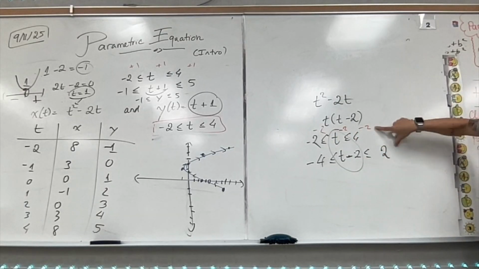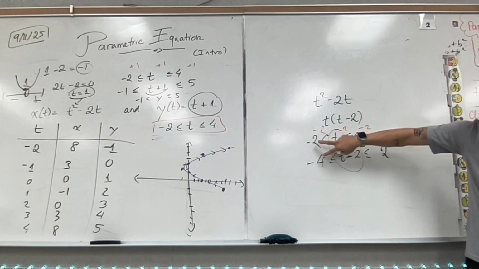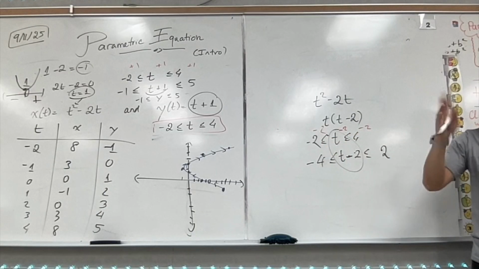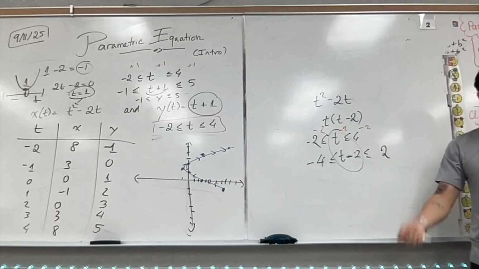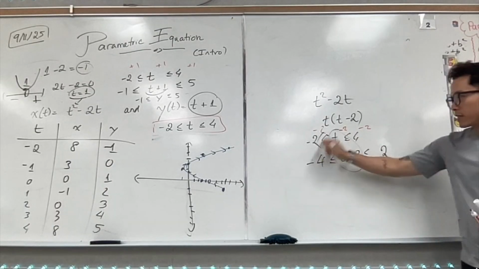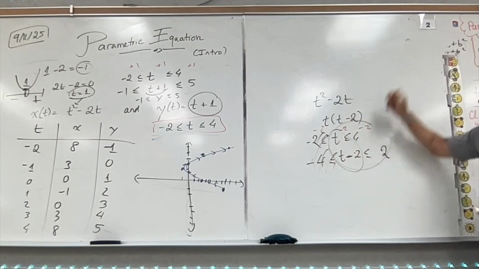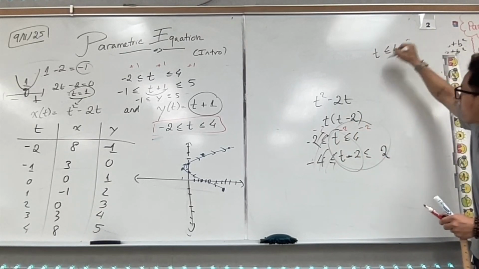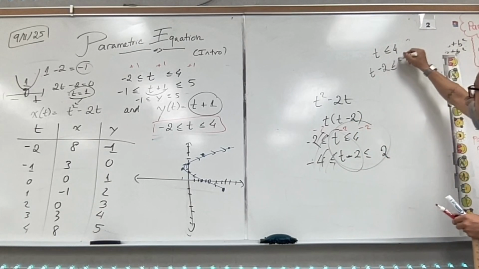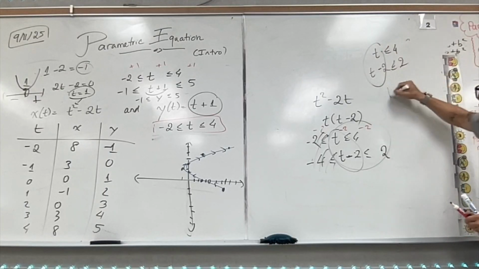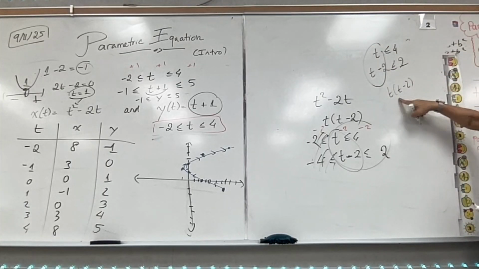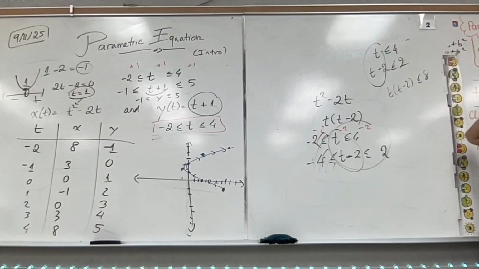Notice that these two are positive, so you can multiply. But these two are negative. When you multiply something negative, the sign is going to be different. So this one you don't care about. But this one, at least you know that t is less than 4 and t minus 2 is less than 2. So when you multiply them, you know that t times t minus 2 is less than 8. So do everything that you can to get the value.